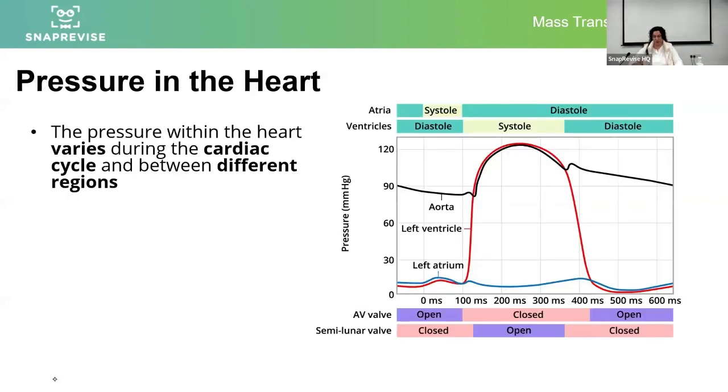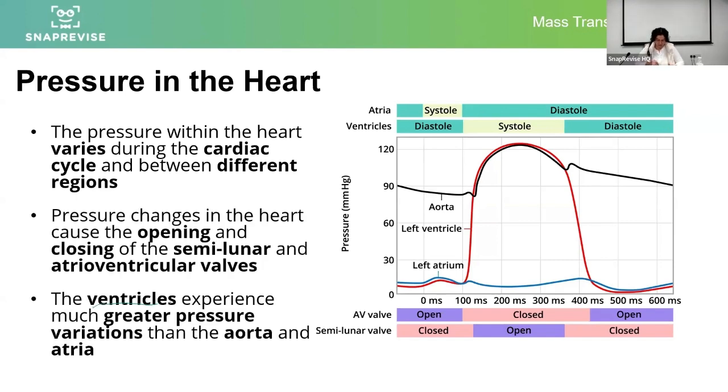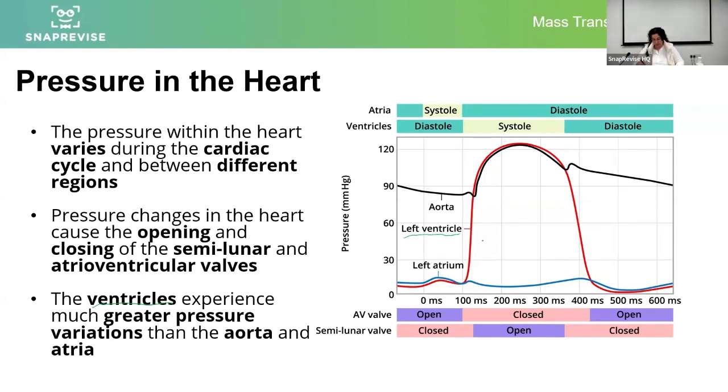Let's have a look at how we interpret these quite common diagrams of pressure in the different parts of the heart. So, of course, the pressure is going to always vary according to which stage of the cardiac cycle we are, and also the regions. So the ventricles are always going to be experiencing much greater pressure variations than the aorta and the atrium. We can see here the ventricle is in red, and there's a massive shift in pressure. The pressure in the aorta follows the exact same pattern as the ventricular systole, because of course the blood goes from the ventricle to the aorta. But the atrium, overall here in blue, has a much lower fluctuation in pressure.